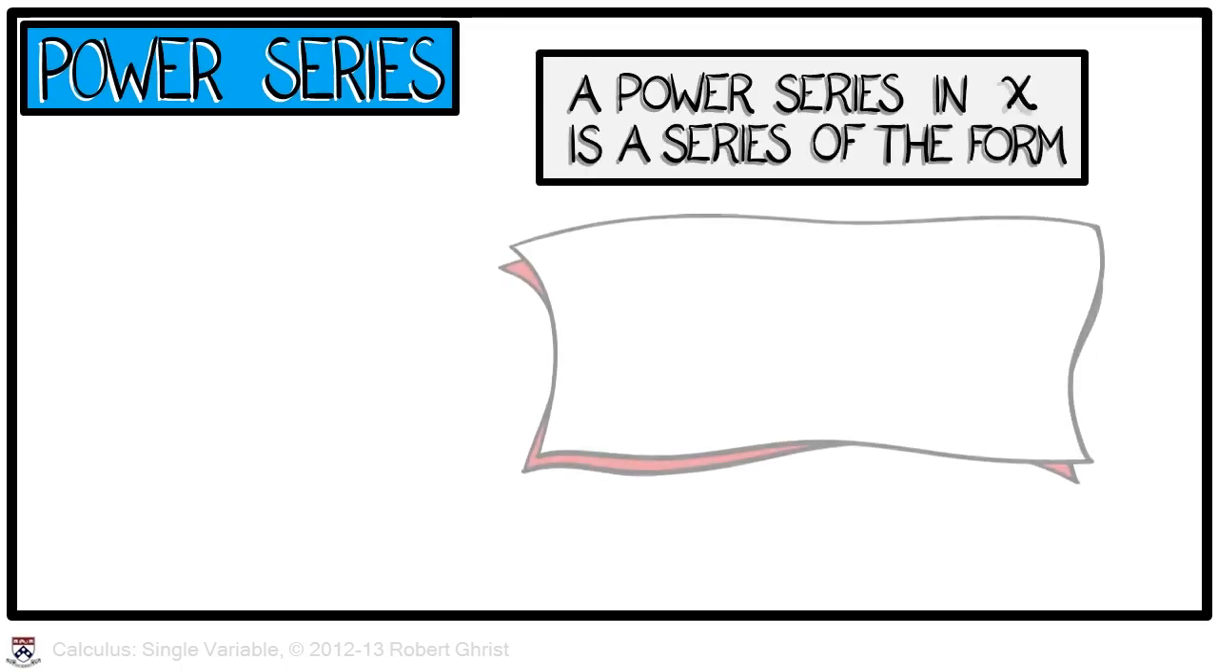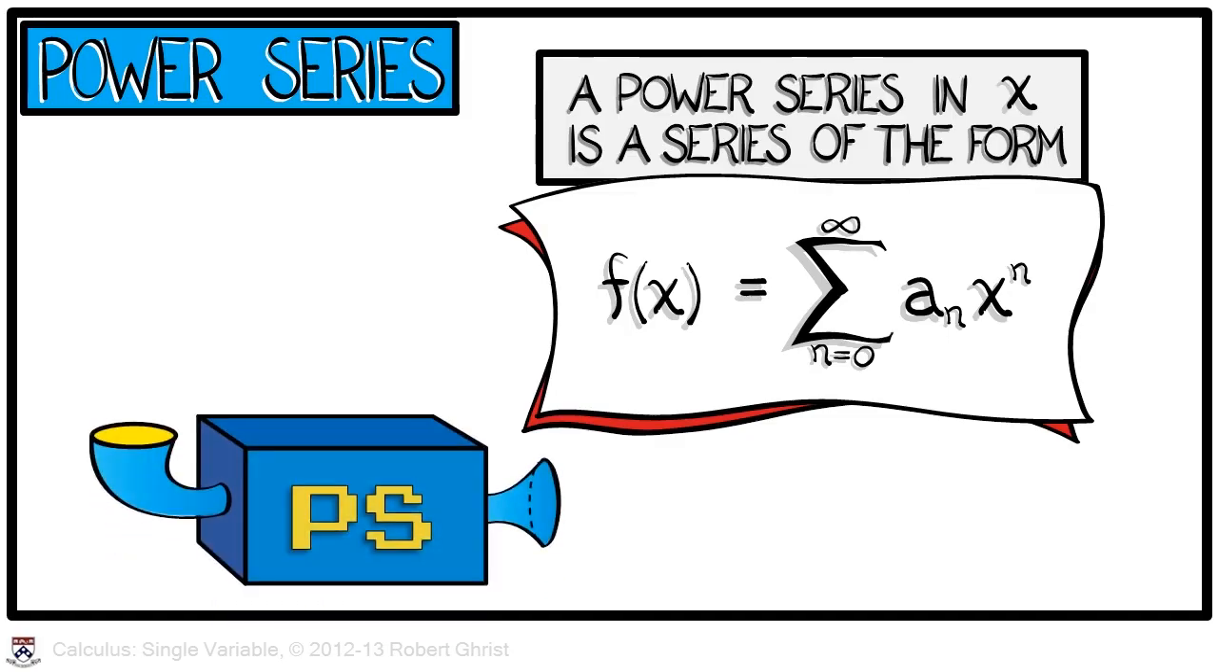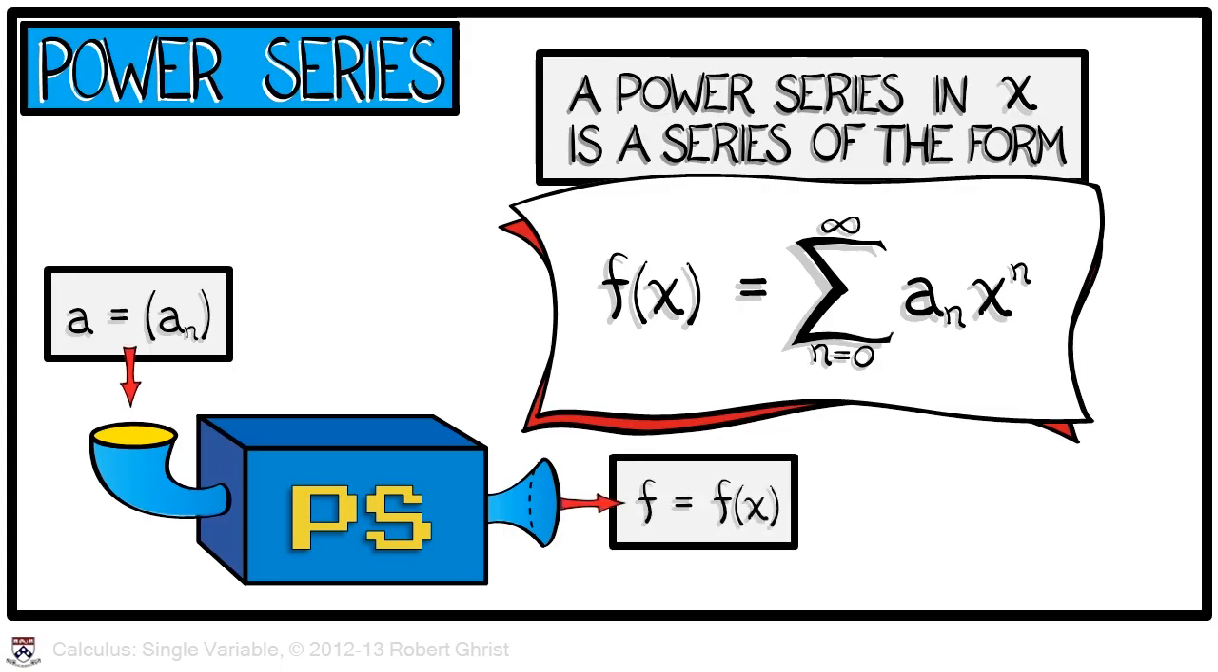A power series in x is simply a series that has the variable x inside of it as a monomial term, something of the form the sum from n goes from 0 to infinity of a sub n, x to the n, where now a sub n is considered a coefficient. We're going to think of the notion of a power series as a machine or an operator that converts a sequence, a sub n, into a function, f of x.